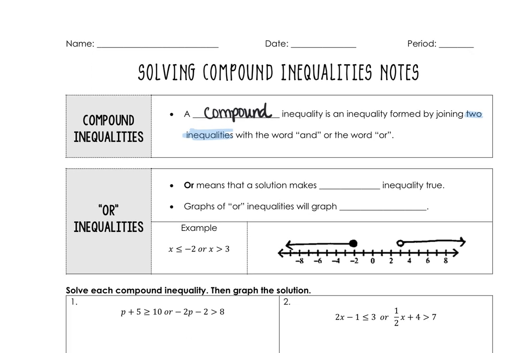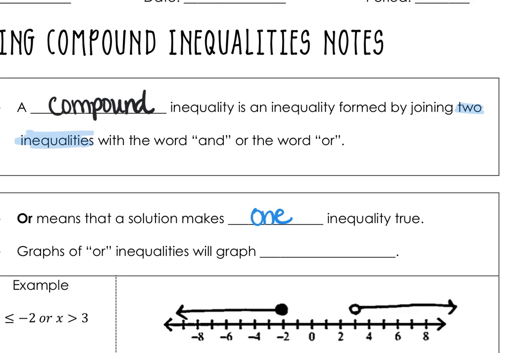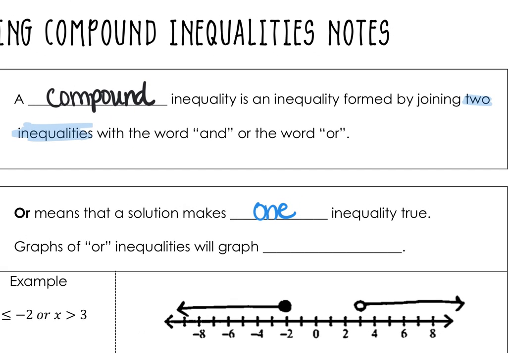So what we're going to look at first is these or inequalities. And or is going to mean that a solution is only going to make one of those two inequalities that we're looking at true. So the solution's only going to make one of the inequalities true. And when we graph these, we're going to graph the compound inequality on one graph, and these graphs are going to graph apart.